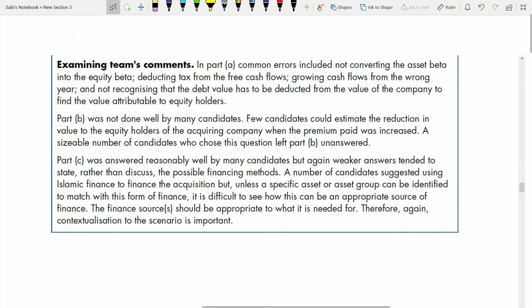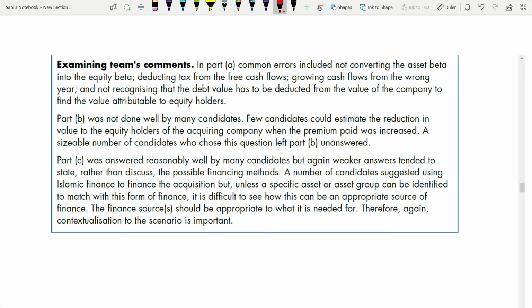Now coming to part B. Part B was not done well by many candidates. Please make a note on this. Few candidates could estimate the reduction in value to the equity holders of the acquiring company. You can see the acquiring company is who? Makonis. Makonis value reduced when the premium increased. Very few of you were able to identify that. That means you have to practice most on such areas, because these are critical areas. It's not easy to identify. A sizable number of candidates chose this question, because this question was from long years back. That time we had this optional. There was an option to choose a question, right?